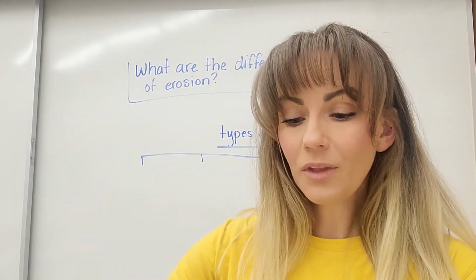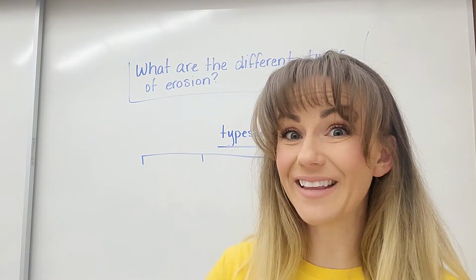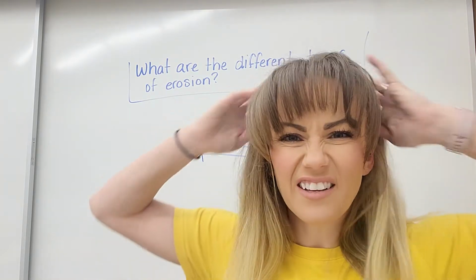So, dripping rain is our first type of erosion. Hopefully you wrote that right there. Ms. Bork's not going to write it. Do you guys think you can do this on your own?